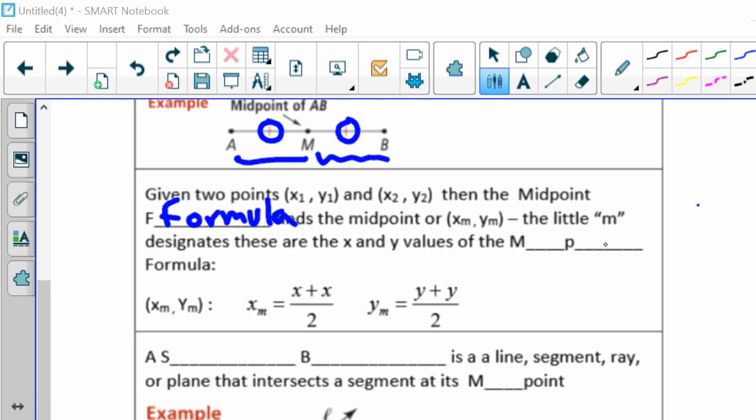The midpoint formula. Given 2 points, x1, y1, x2, y2, then the midpoint formula finds xm, ym, the coordinates x and y of the midpoint. The letter m designates these as they are the x and y values of the midpoint. So this tells me if I had a point given to me as xm, ym, then I would recognize that as my midpoint. And this is the formula for finding that, and we'll work on that in class as well.